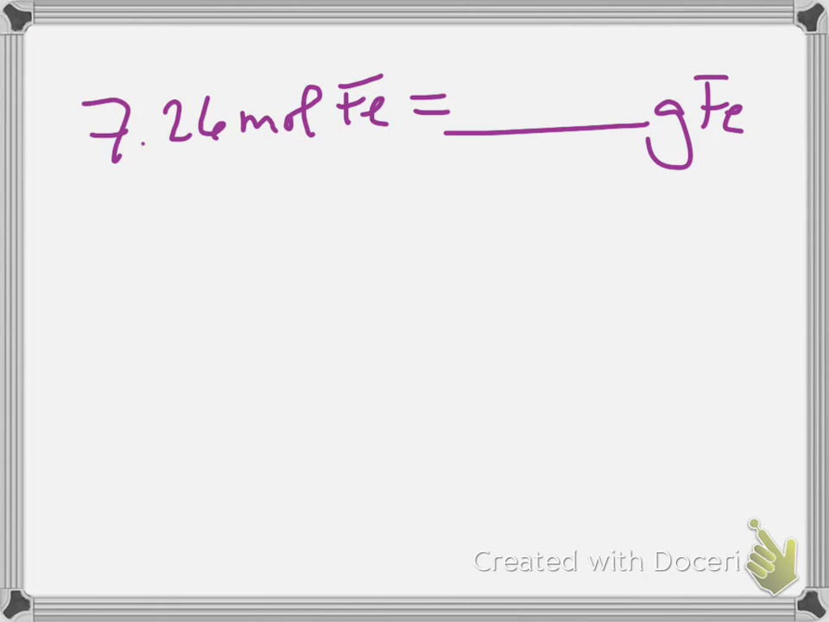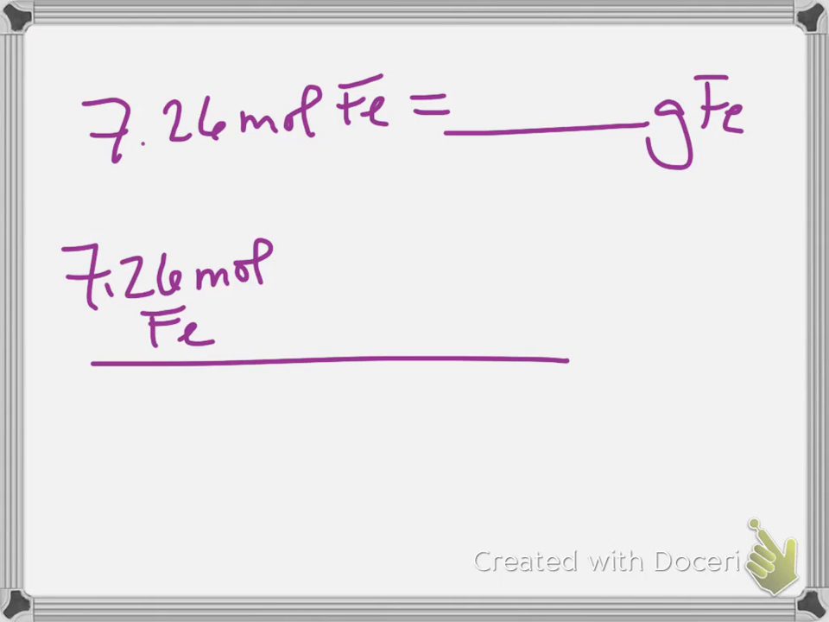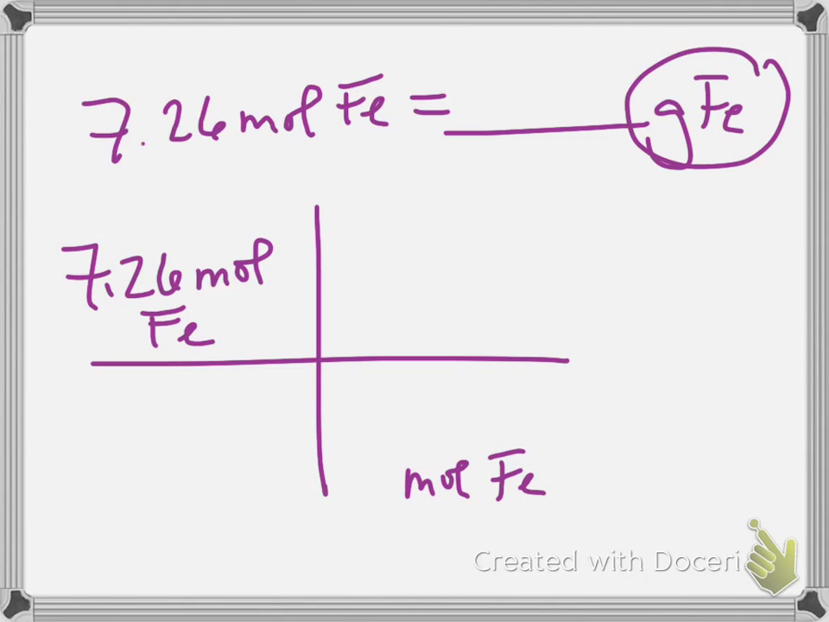What do you start with? Factor label, what do you always start with? Given. 7.26 moles Fe. What goes down below to cancel? Always the same unit, same chemical. Moles of iron. What goes above? The thing we want to end up in? Grams of iron. Where do we get that relationship? The periodic table! So, 1 in front of moles, 55.85 in front of grams.